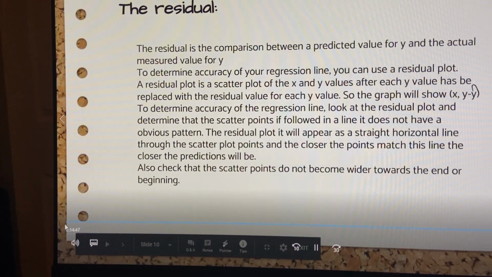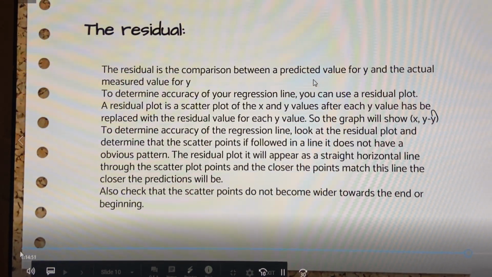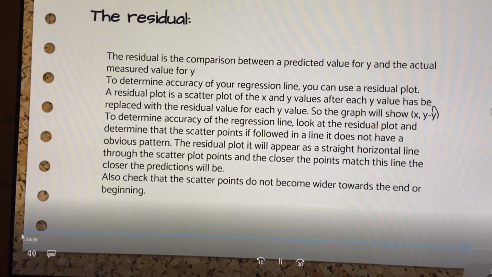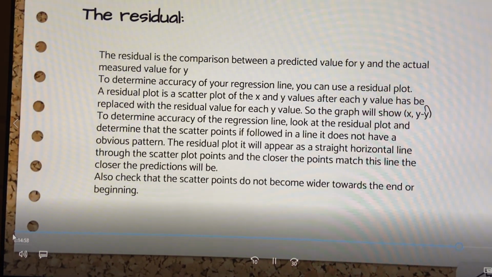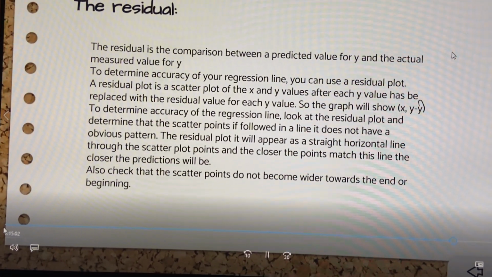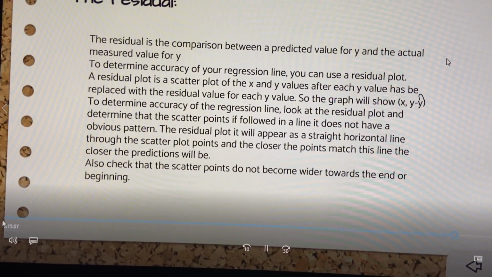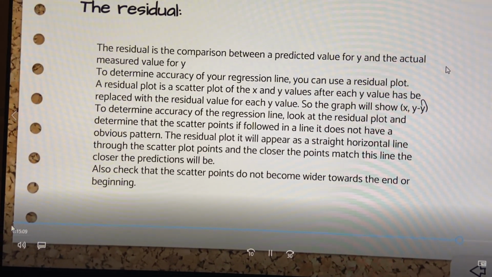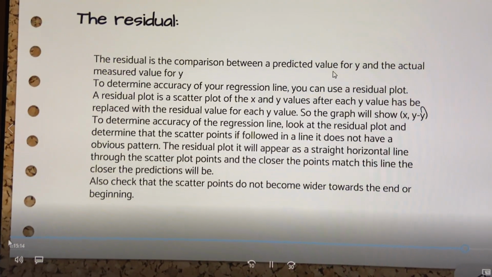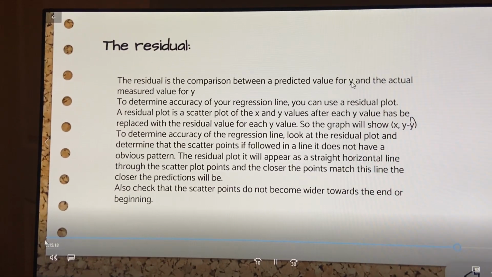We also learned about the residual in this chapter. The residual is a comparison between the predicted value of y and the actual measured value of y. So if you get the regression equation, you're going to see the line that's going to show the predicted. The actual plots are the actual ones. And if we were to predict something and then actually measure it later, that's going to give us the actual. So we can compare it. So it's going to be the actual minus the predicted.